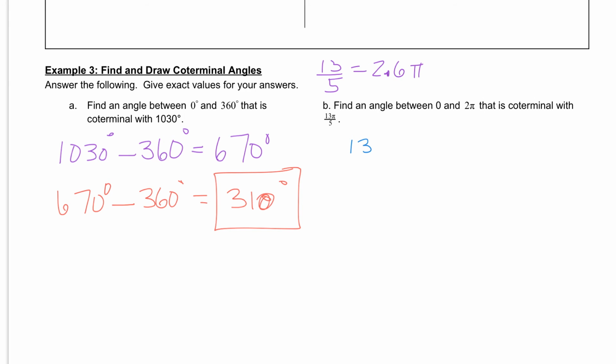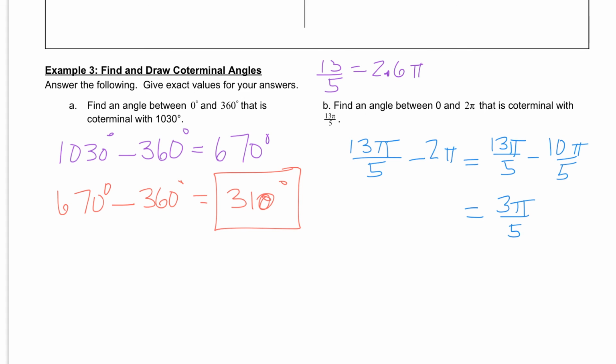So we're going to take 13 pi over 5 and subtract 2 pi. To subtract 2 pi, we need common denominators. So we have 13 pi over 5 minus 2 pi, converting it to fifths, we would multiply the top and the bottom by 5, giving us 10 pi over 5. And 13 pi over 5 minus 10 pi over 5 gives us 3 pi over 5.